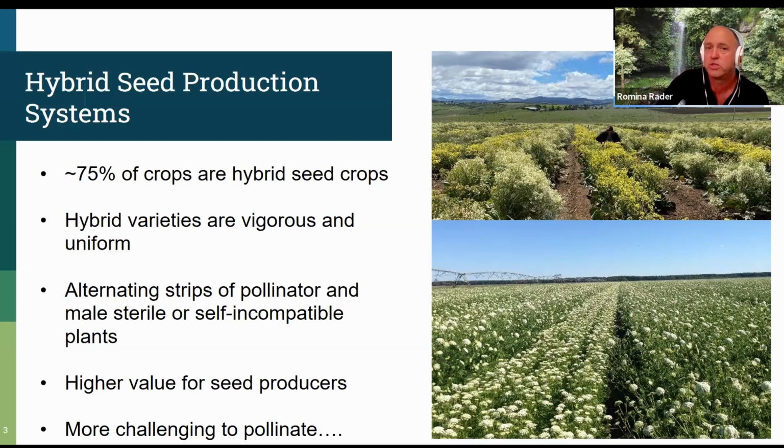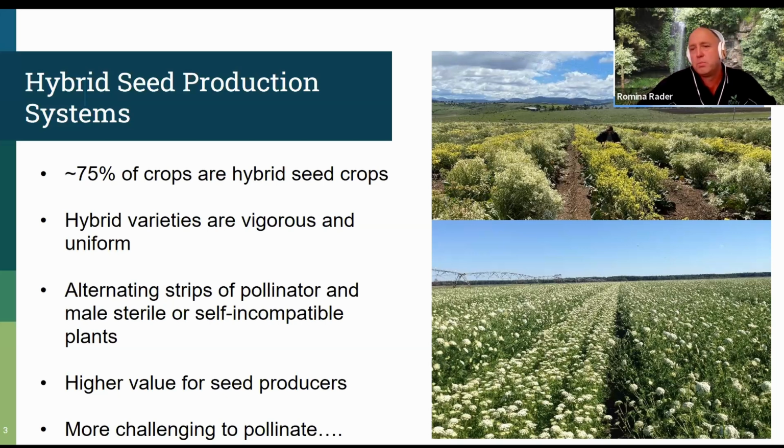The only way it can set seed is for the pollen off the pollinator line to be transferred onto it. And so that puts a real premium on insect pollination, because more than just visiting a flower and starting to pollinate straight away, we actually need them to pick up pollen from one line and move it on to the other. And so it's quite a challenging crop to pollinate. We need a lot of bees to pollinate them successfully.